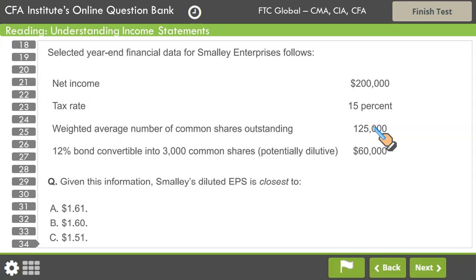Next, selected year-end financial data for Smelly Enterprises follows. Net income is given, tax rate is given, weighted average number of common shares outstanding is given, and 12% bonds convertible into 3,000 common shares, and they are potentially dilutive. So we need to calculate the diluted earnings per share. Potentially dilutive, but are they or are they not? Let us first calculate earnings per share, which is a fairly straightforward computation.